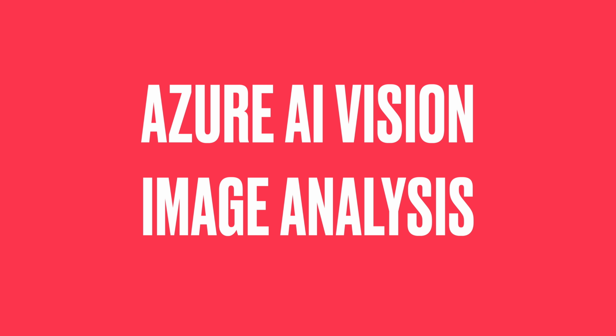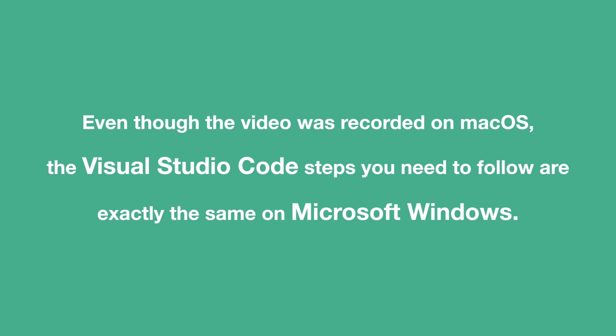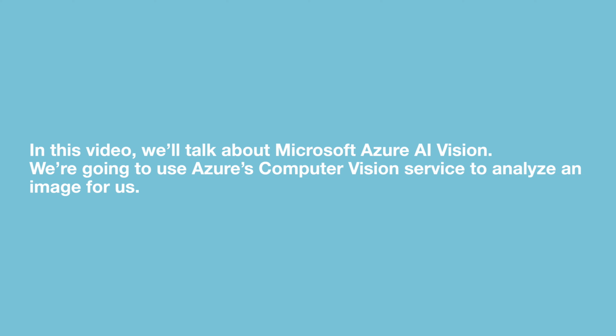In this video, we'll talk about Microsoft Azure AI Vision. We are going to use Azure's computer vision service to analyze an image for us. I use computer vision and AI vision interchangeably. Whether you hear either of them, just remember I'm referring to the same service. AI vision is the newer name, but you'll still see computer vision listed under Azure's AI and machine learning services. Let's get started.